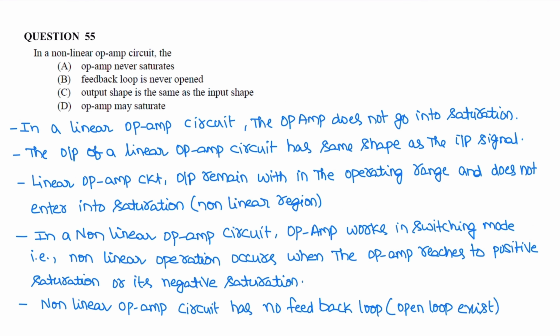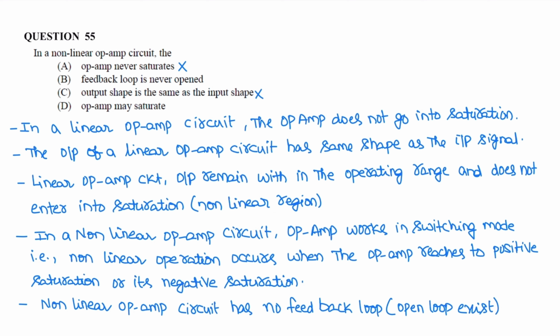In a non-linear op amp circuit, what is the condition of it? Generally, non-linear op amp circuits go into saturation. In a linear operational amplifier circuit, the op amp does not go into saturation, so it never saturates. Non-linear means it goes into saturation, so option A is wrong. The output of a linear op amp circuit has the same shape as the input signal, so option C is also wrong. Options A and C are for a linear amplifier, but in the question they have given a non-linear amplifier circuit.